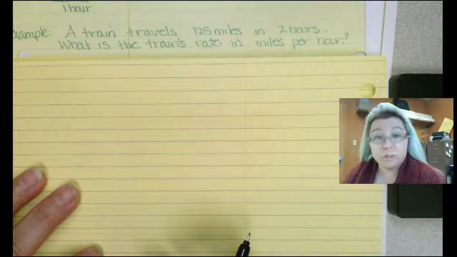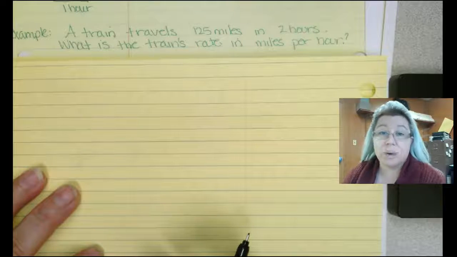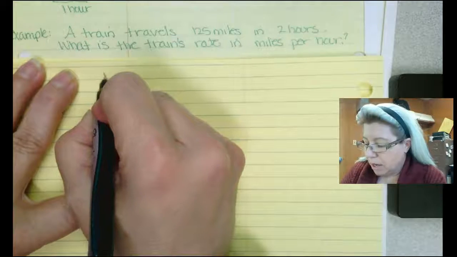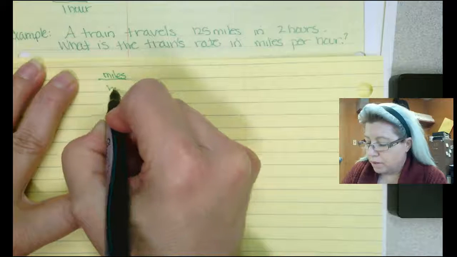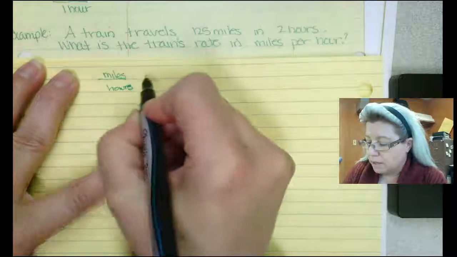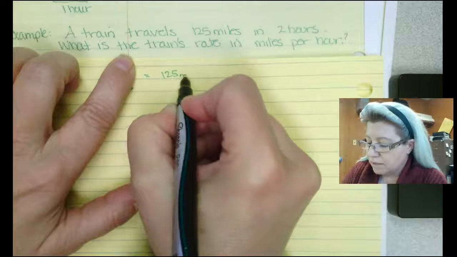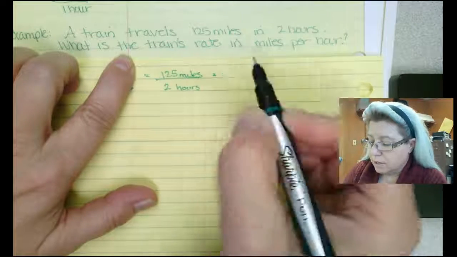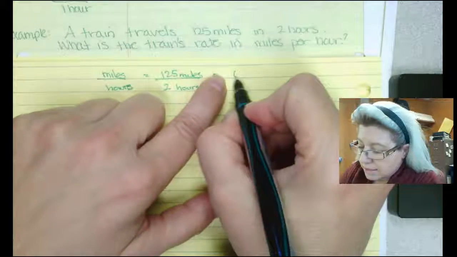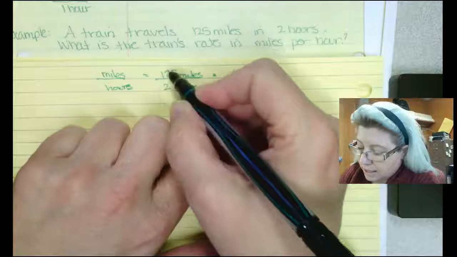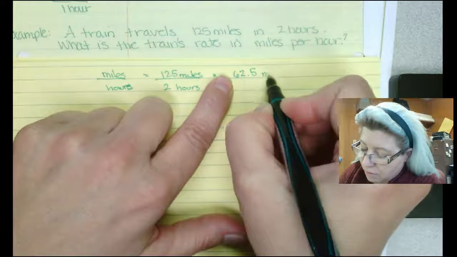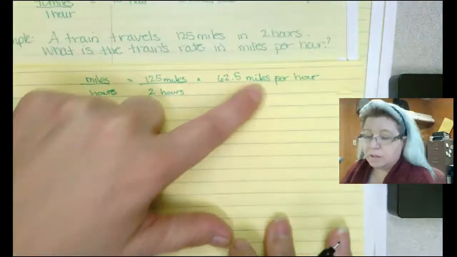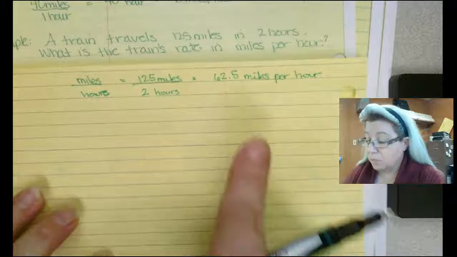If a train travels 125 miles in 2 hours, what will the train's rate of speed be in miles per hour? So again, rate of speed is going to be the miles to hours. Our miles are 125 miles to 2 hours. If we do this math, that's going to be 62.5 miles per hour. Okay. So we're just doing that math to come up with miles per hour.